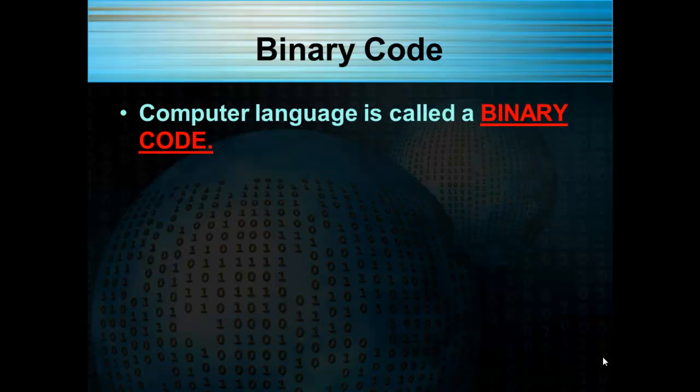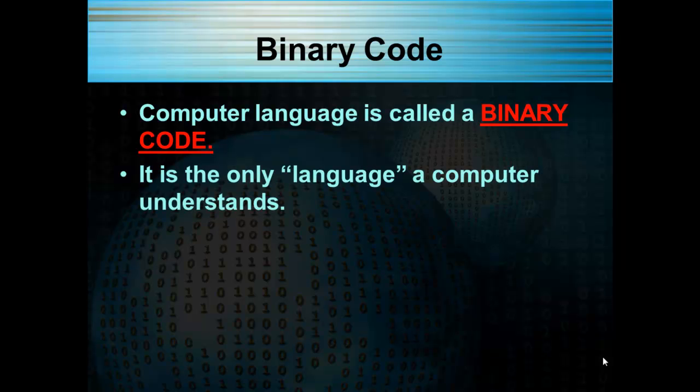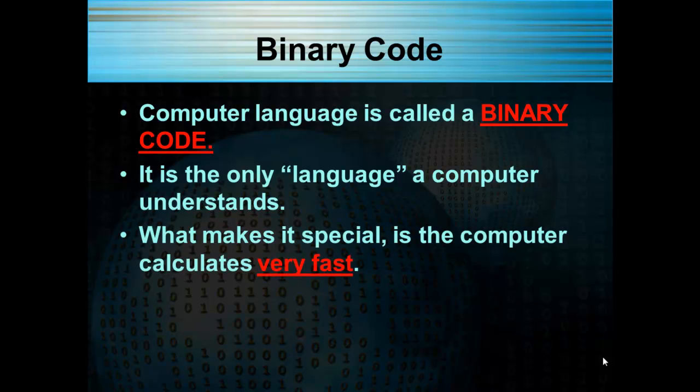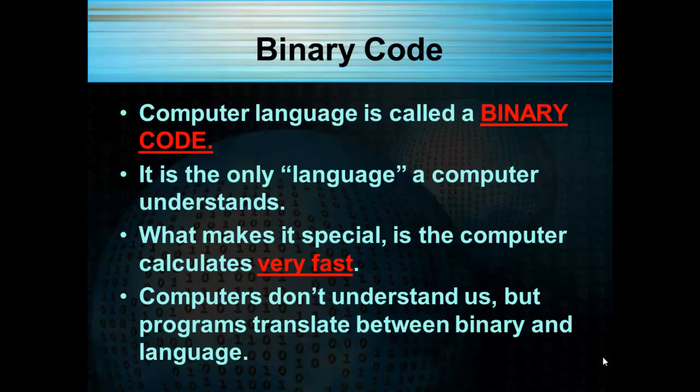Binary code is the computer language that a computer understands. It is the only language that a computer understands. When you type a word in, the computer does not understand that word. However, that word has been translated into binary code, then the computer understands it, and it will send it back in binary code, and then it will translate it back into English or whatever language you're using. What makes the computer so special is that it does it very, very fast. So again, computers don't understand this, but there are programs that translate between binary and language.